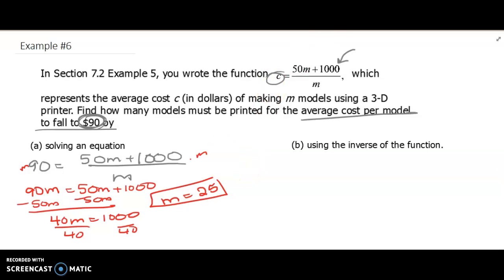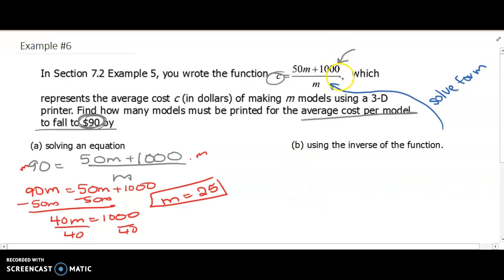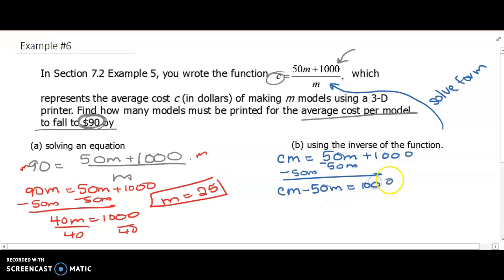Okay, now if I want to do it by finding the inverse, all I'm going to do is solve this function for M. I'm going to rewrite it to where it says M equals whatever. Okay, so the first thing I'm going to do is multiply M on both sides. So I'm left with CM equals 50M plus 1,000. Okay, I want the M's on one side, so I'm going to subtract 50M. So I'm left with CM minus 50M equals 1,000.